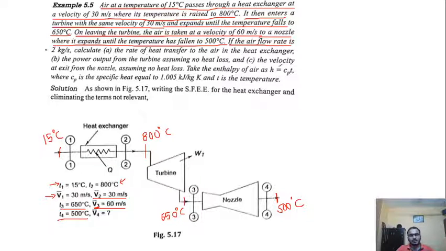If the air flow rate is 2 kg per second, we are given three different tasks. First is the rate of heat transfer to the air in the heat exchanger. So we need to calculate the value of Q. Then we need to calculate the power output from the turbine, assuming no heat loss. So here, Q will be 0. Then the velocity at the exit of the nozzle, so we need to calculate the velocity, assuming no heat loss.